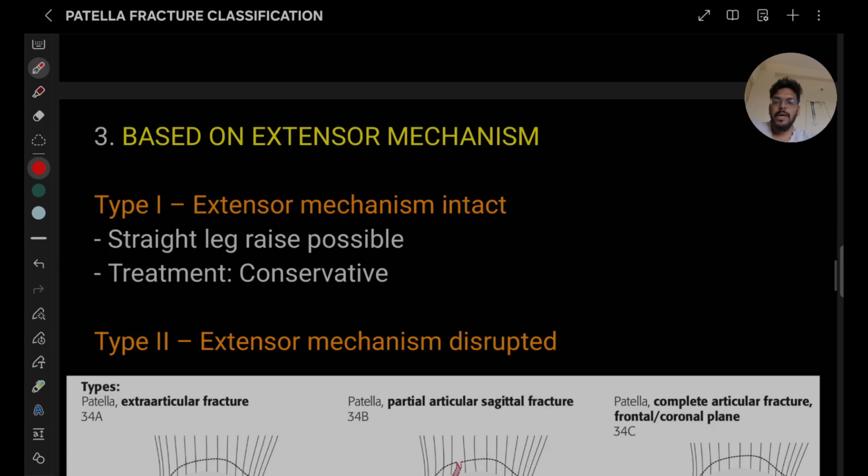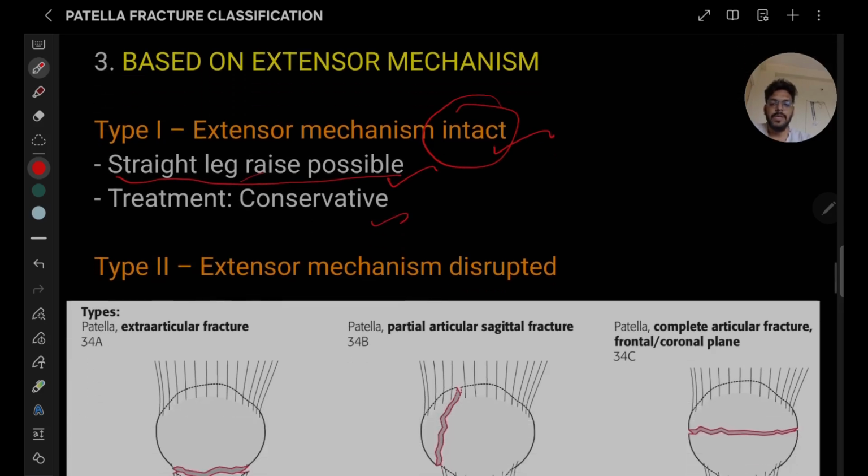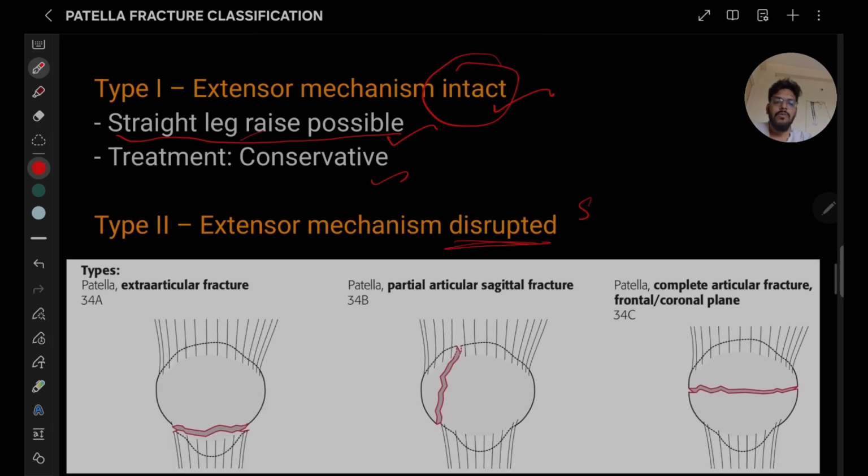So based on the extensor mechanism, what is the extensor mechanism? To know whether the extensor mechanism is intact, you have to ask the patient to do a straight leg raise. You ask the patient to extend his knee and lift the leg in a straight leg position. If he is able to extend the knee and raise the leg straight, then the straight leg raise is possible, the extensor mechanism is intact, and you can plan conservative management. If it is disrupted, then you always have to do surgical fixation. This is based on the extensor mechanism.